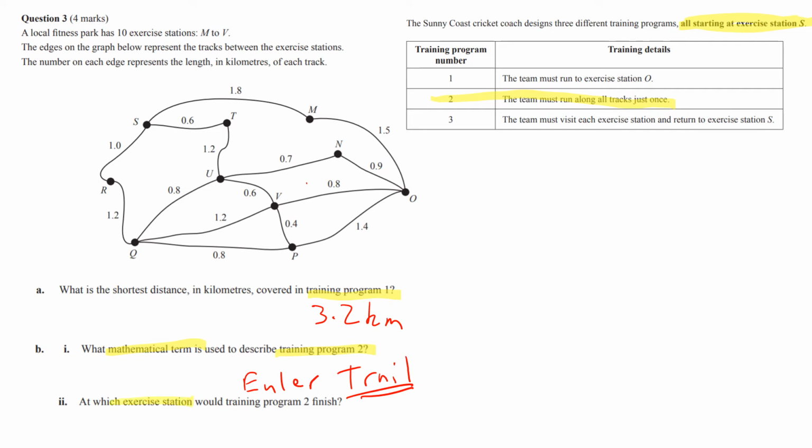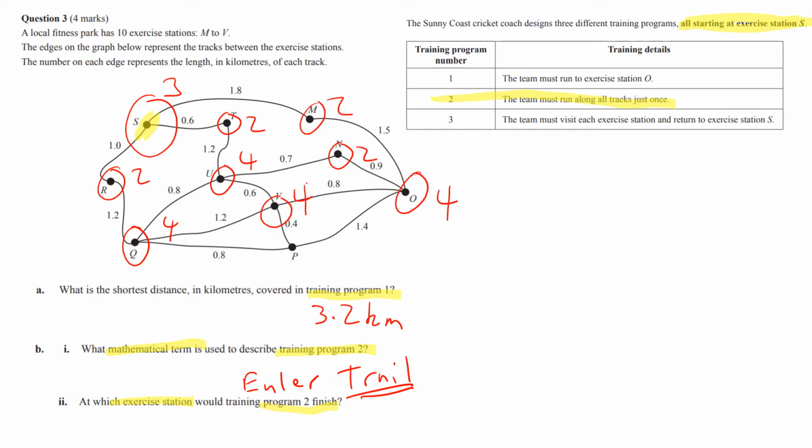Which exercise station would training program 2 finish? Now remember, you're starting at S, and that's got a degree of 3. So basically, remember, with the Euler trail, you can have 0 odd vertices, because an Euler circuit is also an Euler trail, technically, but you're going to look for another odd vertex. So this is 2, this is 4, this is 4, this is 2, this is 2, this is 2, this is 4, this is 4. What do you know? This one's 3. So remember, if you start on one of the odd ones, you're going to finish on the other odd one. And so we have to start on S, so we've got to finish with a P.